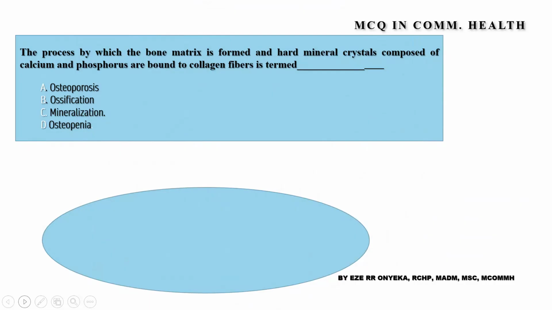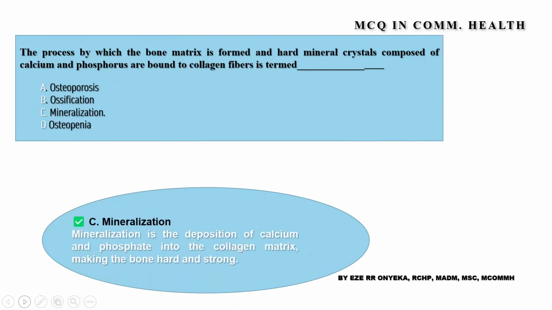The process by which the bone matrix is formed and hard mineral crystals composed of calcium and phosphorus are bound to collagen fibers is termed A, osteoporosis. B, ossification. C, mineralization. D, osteopenia. The correct answer is C, mineralization. Mineralization is the deposition of calcium and phosphorus crystals into the collagen matrix of the bone, making the bone hard and strong.